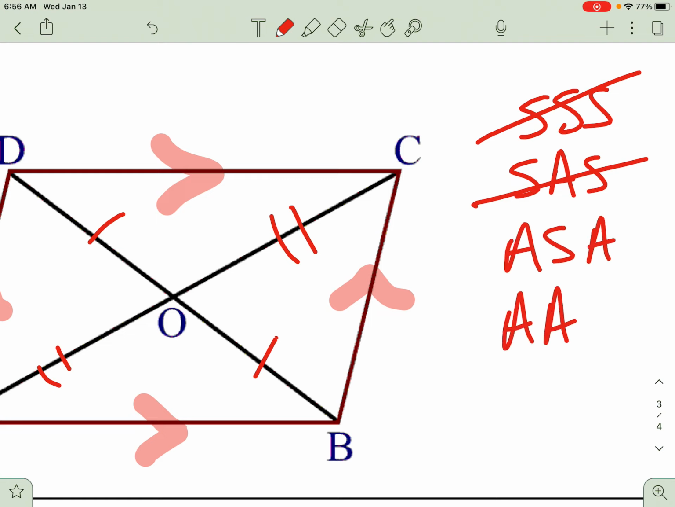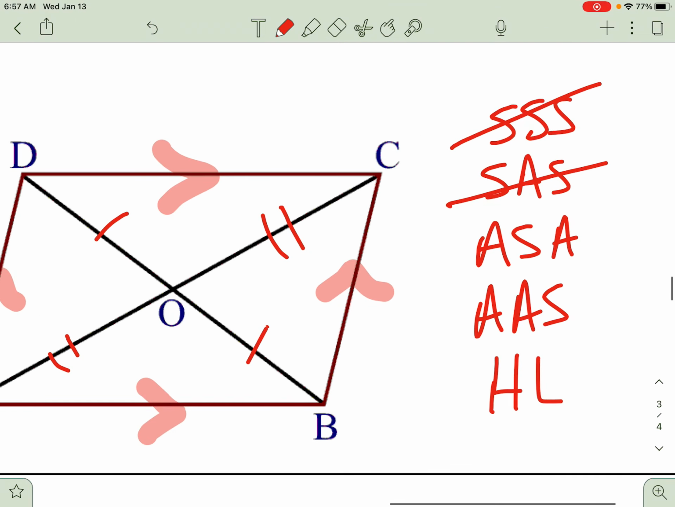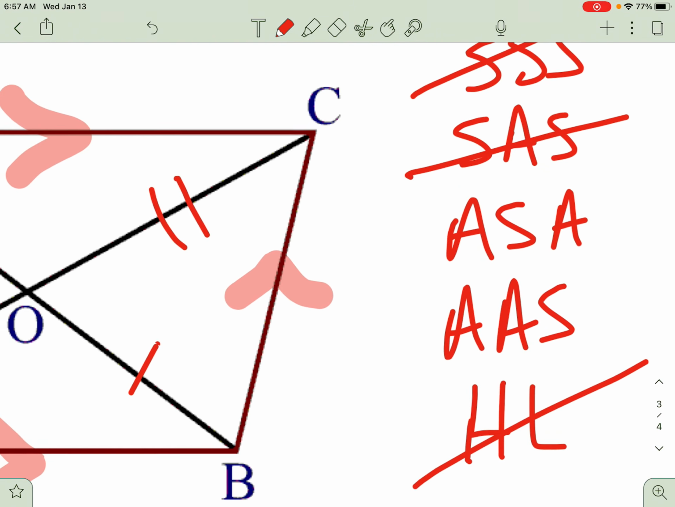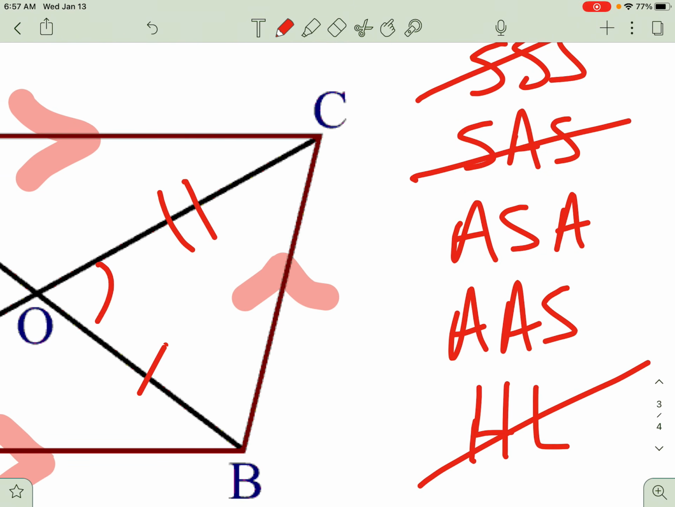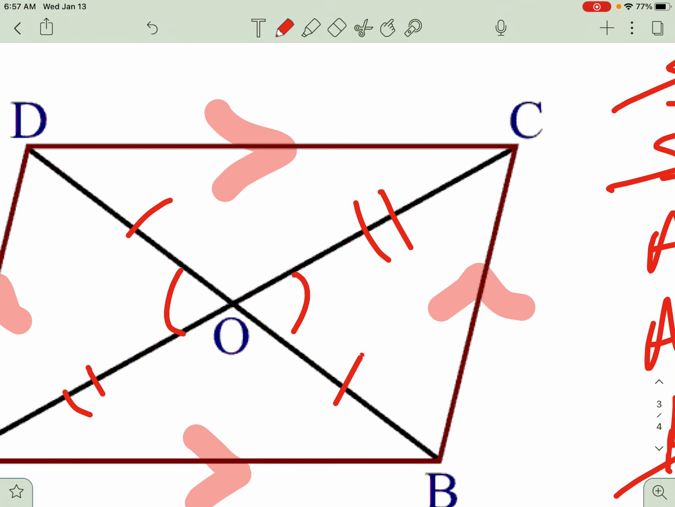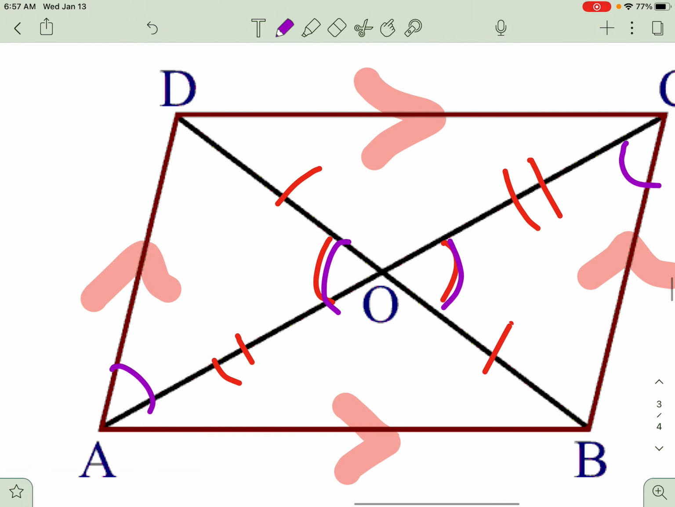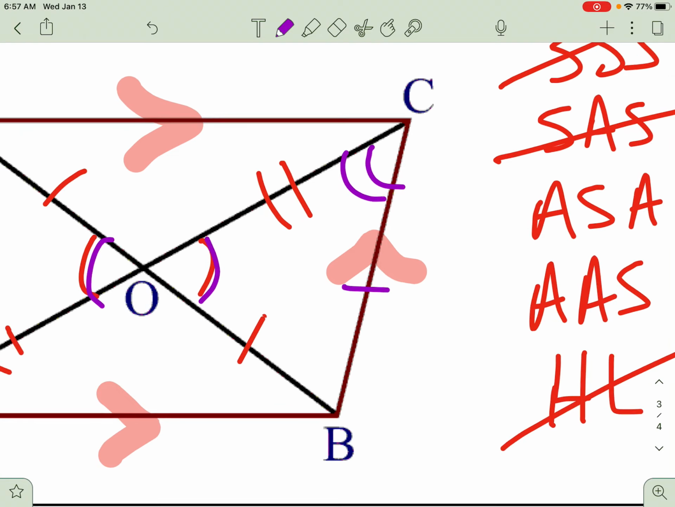We also have angle, side, angle, angle, angle, side, and hypotenuse, leg. Now, hypotenuse, leg doesn't work because these are not right 90-degree angles, so we can't use that one. So it's got to be one of the two. The problem is we need to prove that these two are congruent, which we can pretty easily, and then these two. There are a couple ways actually to prove this. We can prove that these two are, and maybe these two are, and then maybe these are. That would give us angle, angle, side.